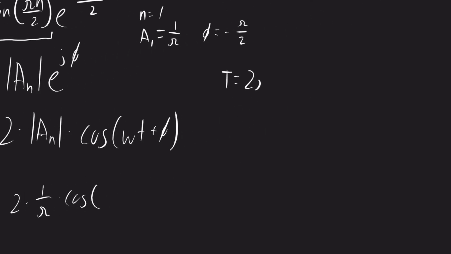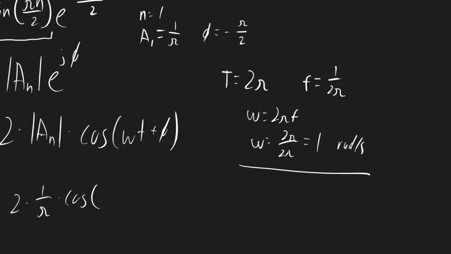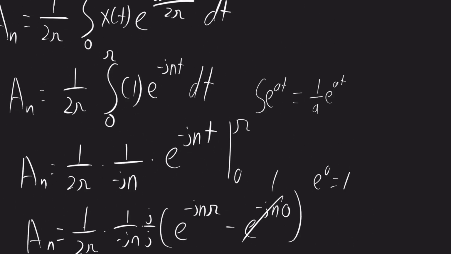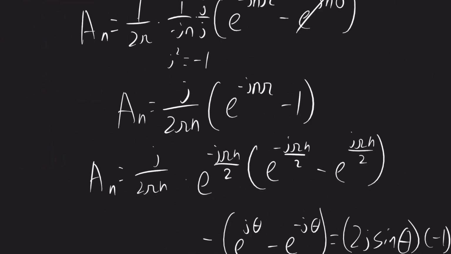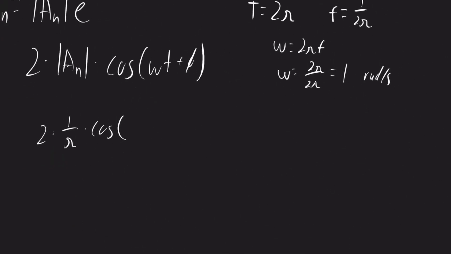The period was 2 pi. The frequency in hertz is 1 over 2 pi. And the frequency in radians per second is 2 pi f. So omega will be 2 pi over 2 pi, which is 1 radian per second. This is called the fundamental frequency, and it's basically the frequency of the signal that you're starting with. So you can think of it like the frequency of x of t here is 1 radian per second. And the harmonics are going to be based off this value.